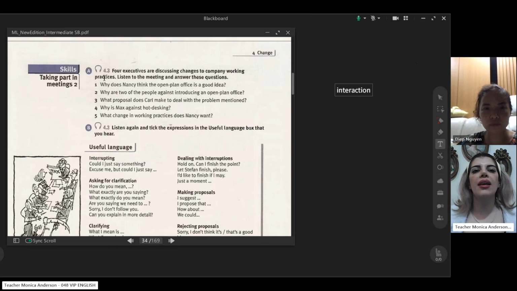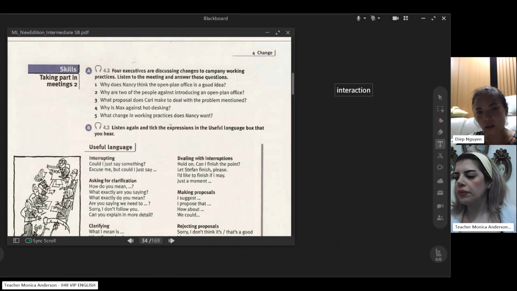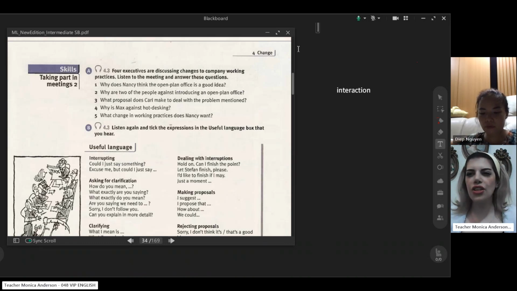Well, okay, so let's answer the questions. Why does Nancy think the open plan office is a good idea? I heard she said that it's good for communication and team spirit. Yeah, team spirit, of course. Teamwork, of course. She said something like interaction between people.